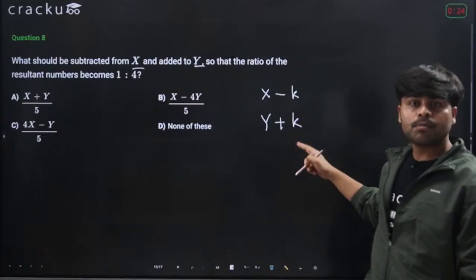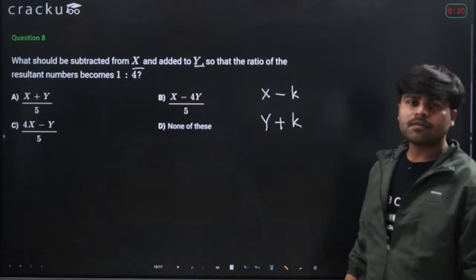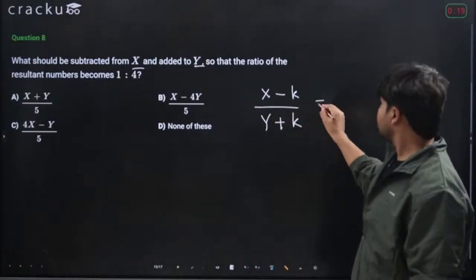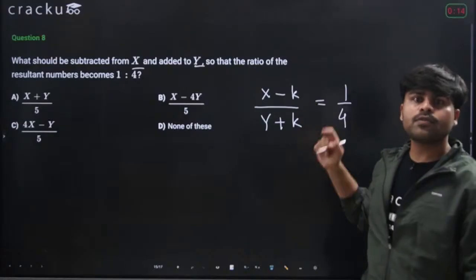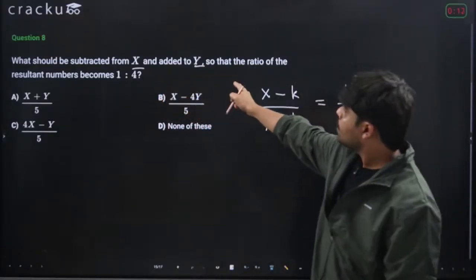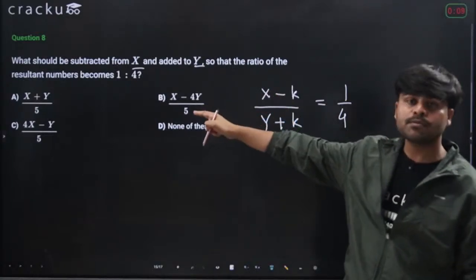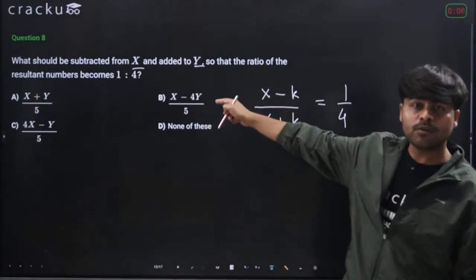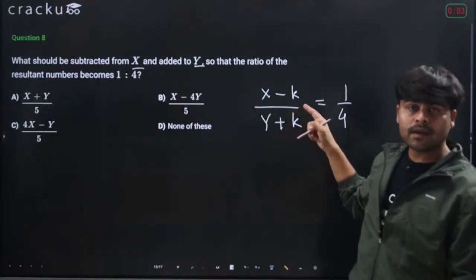So (x minus k) upon (y plus k). These are the new numbers that we have. Their ratio becomes 1:4. That's what the question says. Find the value of k. This new number is what we need to find. We should just be able to solve this and get the answer.